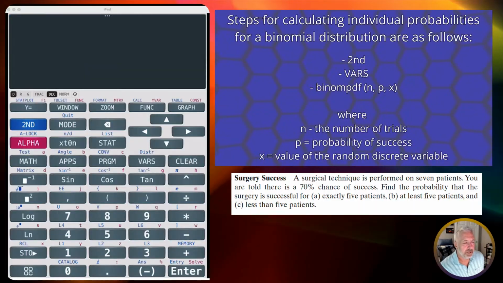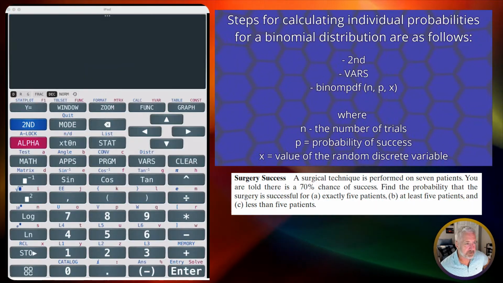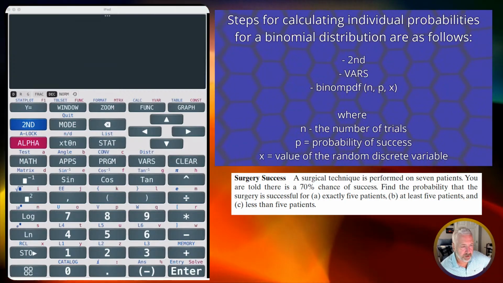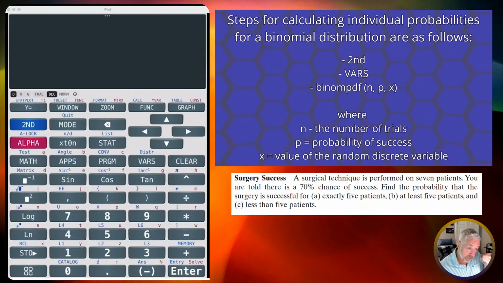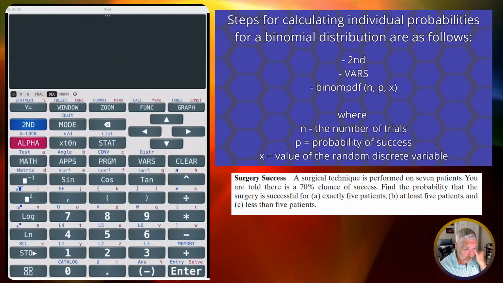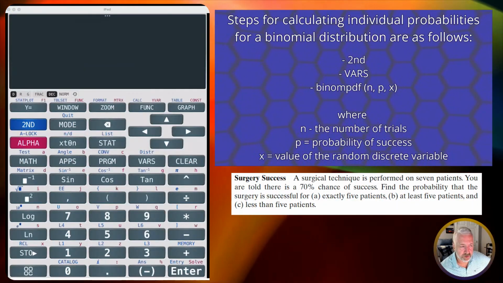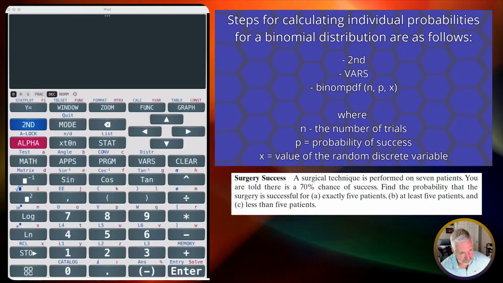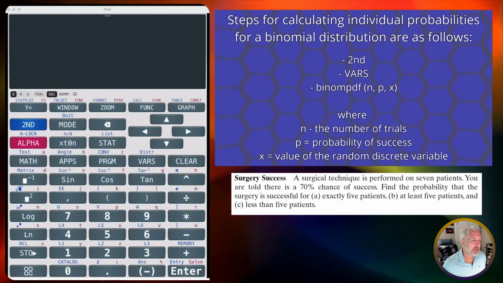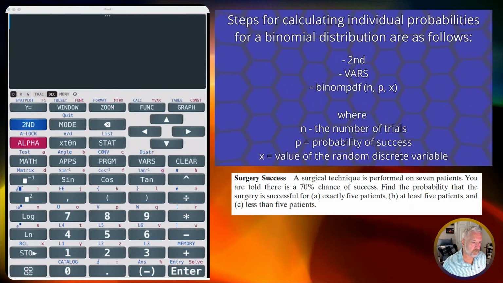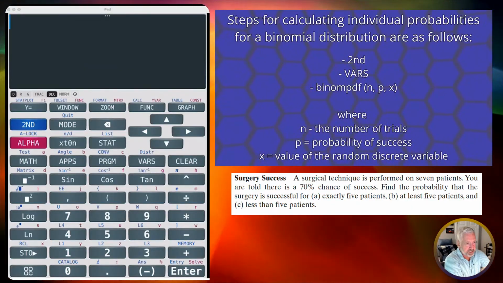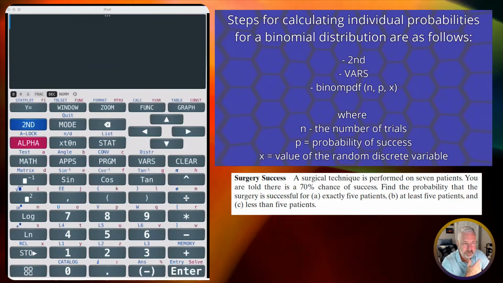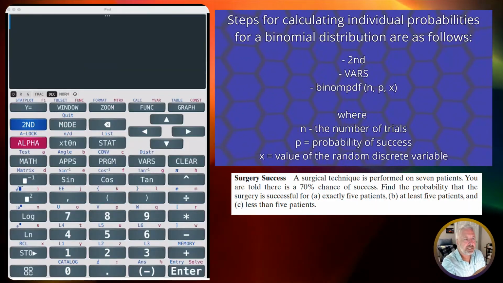Okay. So I've got a surgery success problem up here. A surgical technique is performed on 7 patients. You are told there is a 70% chance of success. Find the probability that the surgery is successful for 5 patients, at least 5, and less than 5. Okay, so I'm going to use CDF here in just a second instead of PDF. But here are the steps for the calculator.